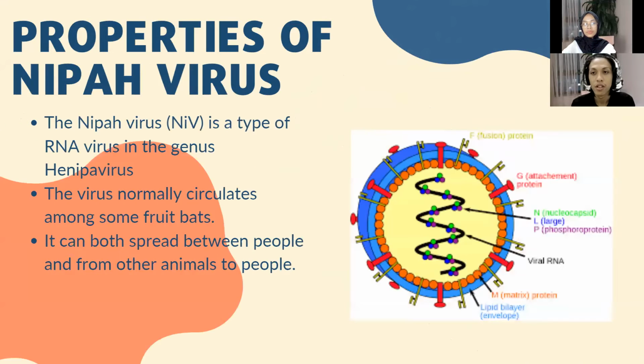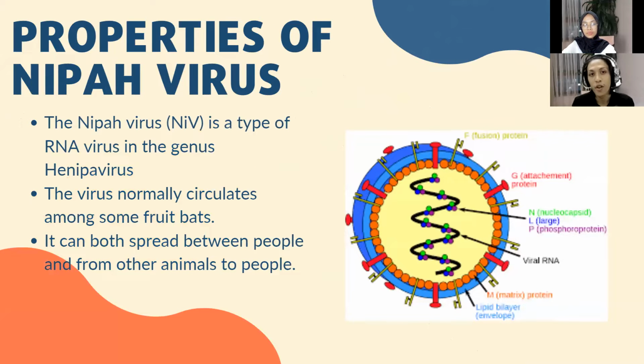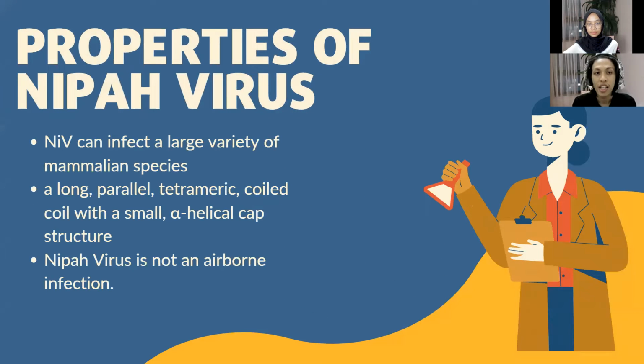Next, we are going to talk about the properties of Nipah virus. The Nipah virus is a type of RNA virus in the genus Henipavirus. The virus normally circulates among some fruit bats, and lastly, it can spread both between people and from other animals to people. Next slide. In addition, Nipah virus can infect a large variety of mammalian species. The structure of Nipah virus is a long, parallel tetrameric coil with a small alpha helical cap. And last but not least, Nipah virus is not an airborne infection.